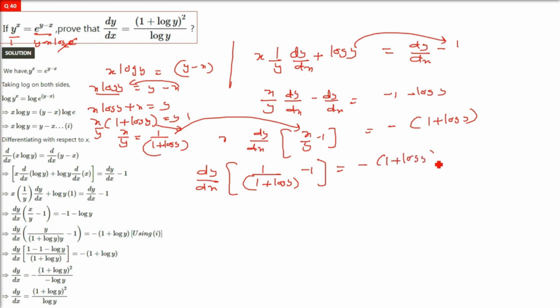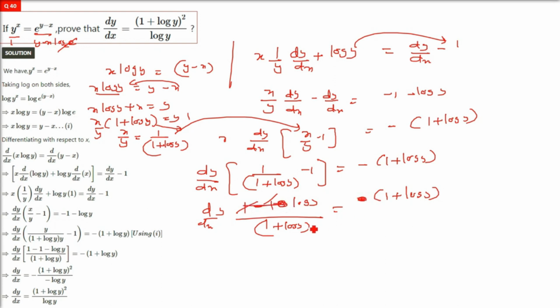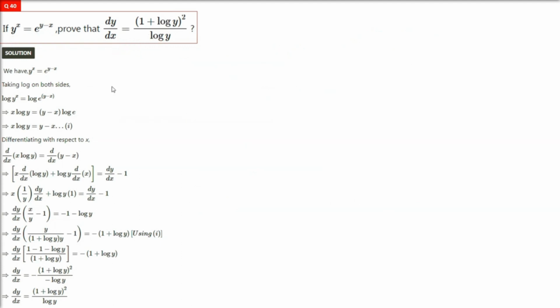So let us take LCM here. 1 minus 1 minus log y divided by 1 plus log y. And we have dy by dx. So this goes on the right hand side. 1 gets cancelled. So minus 1 plus log y, denominator also 1 plus log y, so it will be 1 plus log y square. So minus gets cancelled because it is negative on the left hand side also. So 1 plus log y whole square, and log y will come in the denominator. This is how you have to do it. You just have to take care of the left hand side, what we have done. Replacement actually.